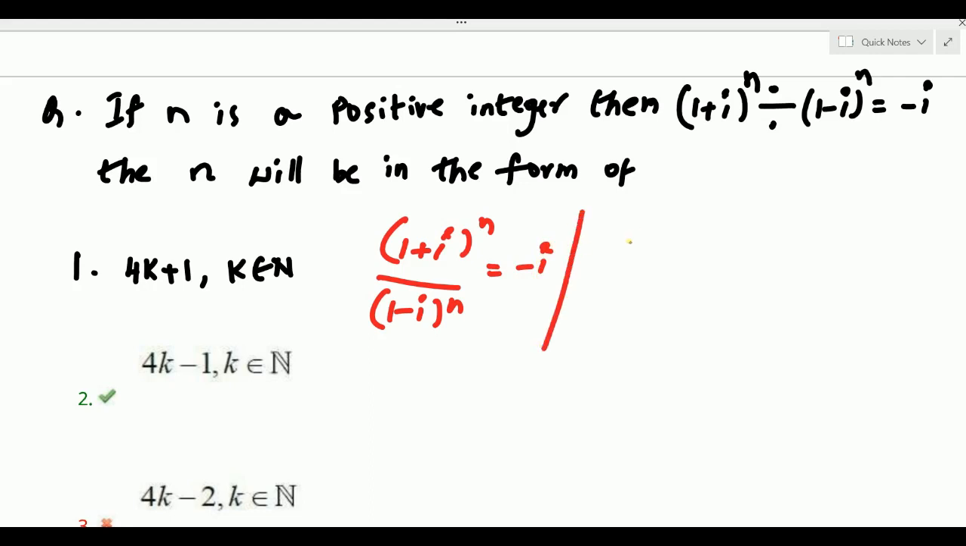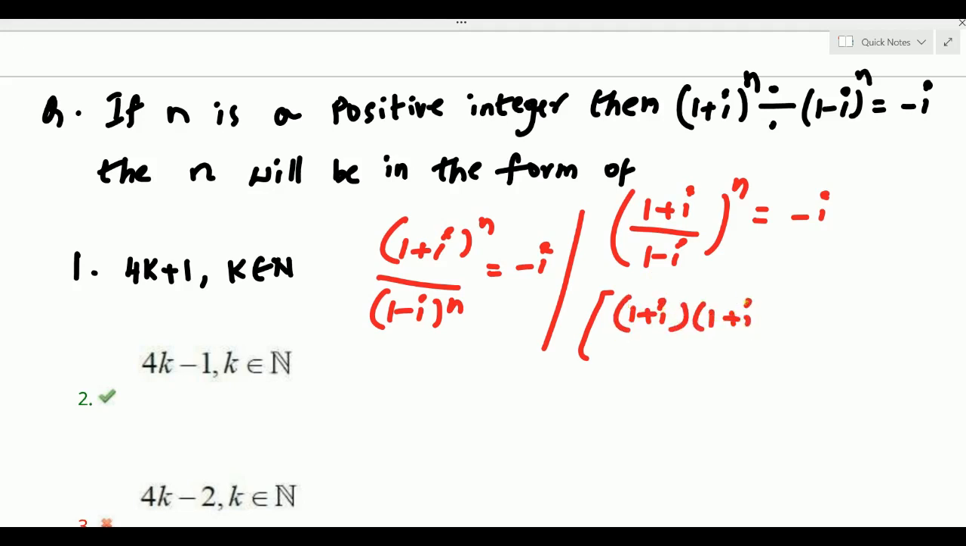So the left side, I write it as ((1 plus i) by (1 minus i)) overall power n is equal to minus i. Now under power n, we have to take the conjugate. The denominator is 1 minus i, its conjugate is 1 plus i, so multiplying and dividing by 1 plus i, we get (1 plus i) into (1 plus i) in the numerator, and (1 minus i) into (1 plus i) in the denominator, whole power n is equal to minus i.